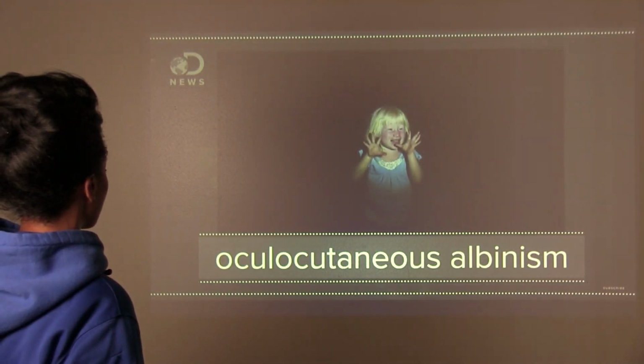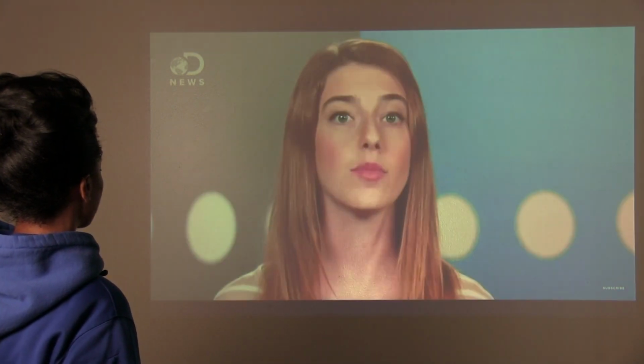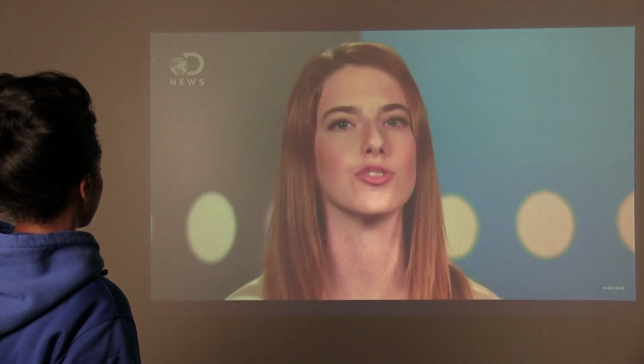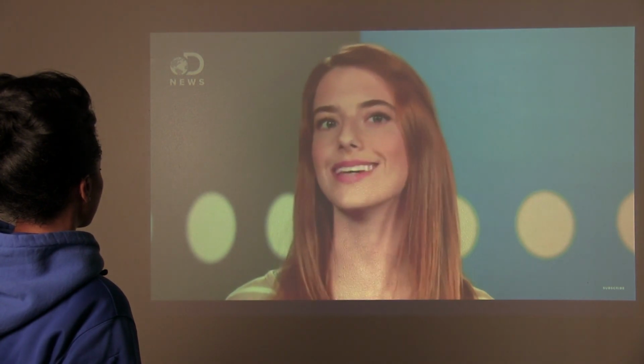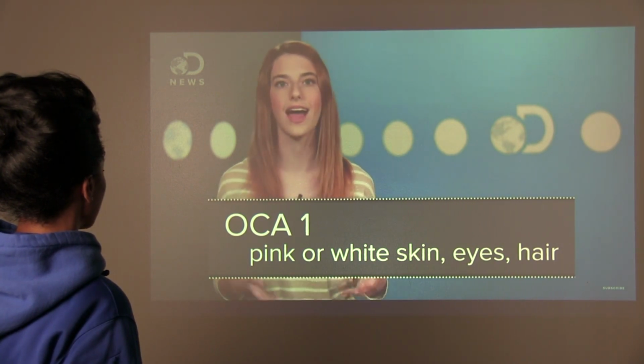Oculocutaneous albinism, which is when it affects your eyes, skin, and hair, ranges from type 1 to type 4 with varying degrees of melanin impact and affects 1 in every 20,000 people. The most severe form of albinism is oculocutaneous albinism type 1 or OCA1. OCA1 is caused by a mutation in one of 4 genes. It's characterized by having pink or white skin, eyes, and hair.